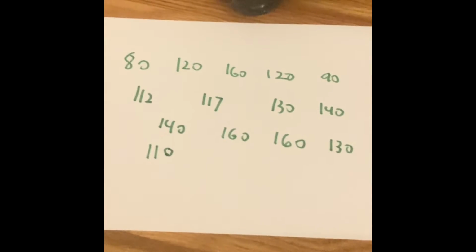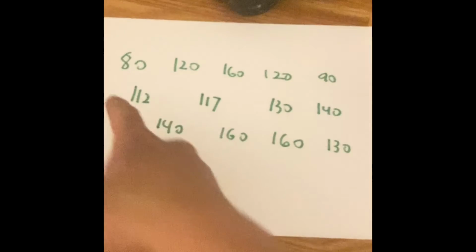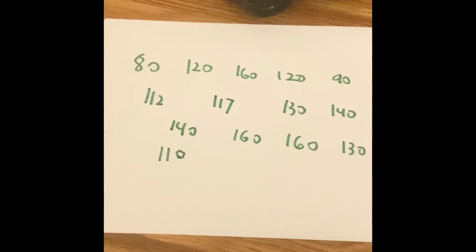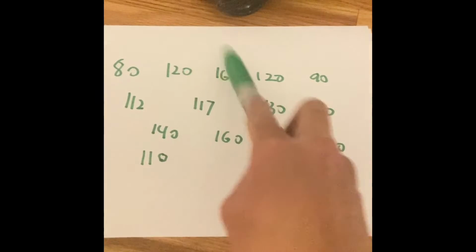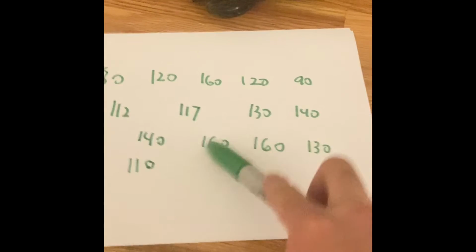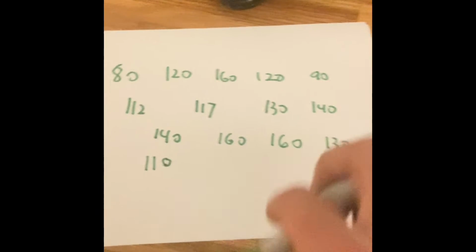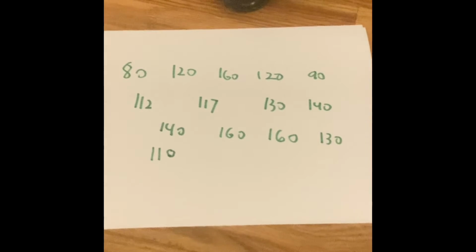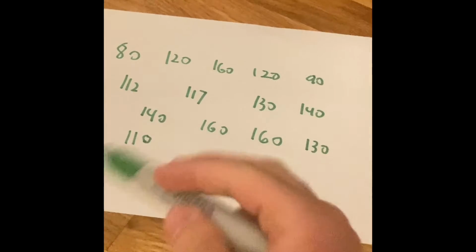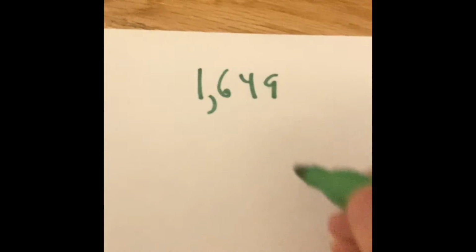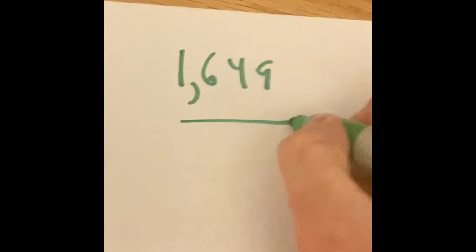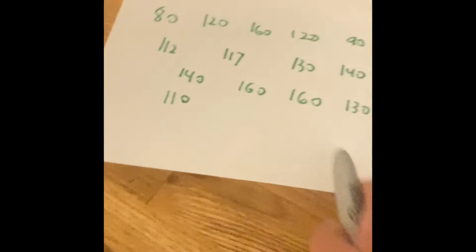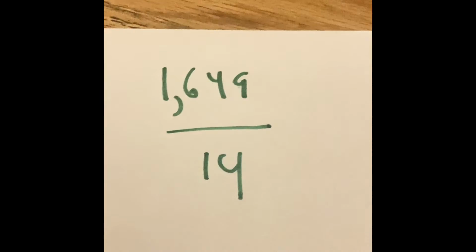The way to find it out, we have to add up all the numbers and divide by how many numbers there are. So there are 1, 2, 3, 4, 5, 6, 7, 8, 9, 10, 11, 12, 13, 14 numbers. So add up all the numbers and divide by 14. When we add all the numbers, we get 1,649.